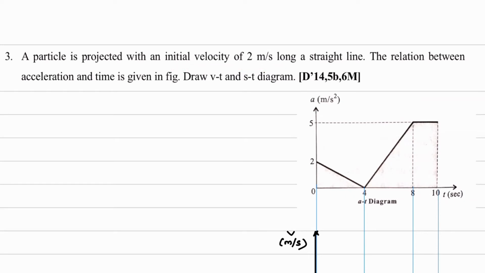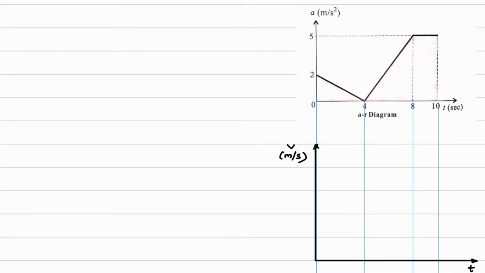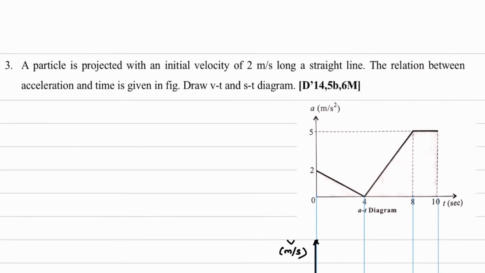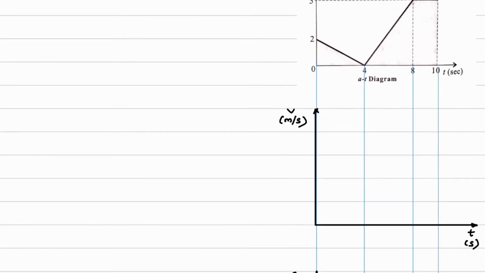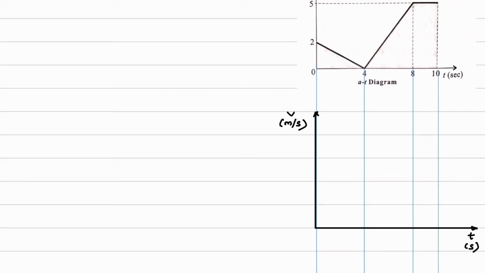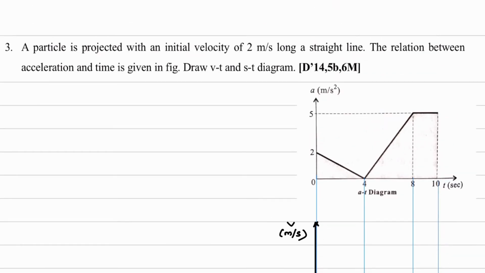Initial velocity is given in the question. Okay, so when time is 0, at 0 time some value of velocity is there which is plus 2 meter per second. So here there will be initial point, it will start from here. Okay, so we'll see the VT diagram first. So initial condition I will write down. When time is 0, V0 is equal to 2 meter per second. Then we have to draw VT diagram. Okay, so I'll write down VT diagram.